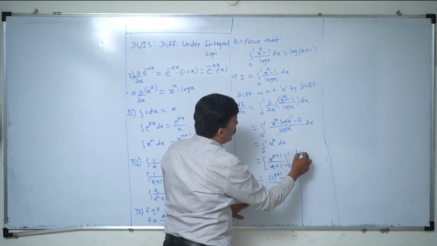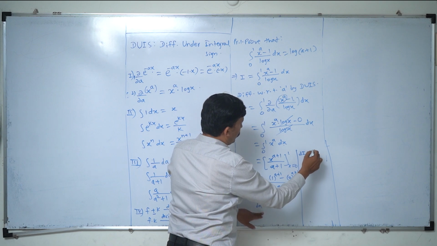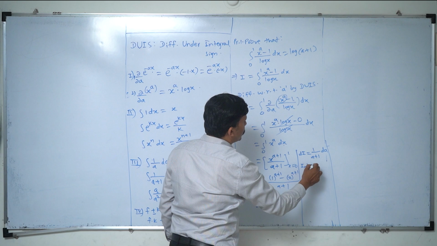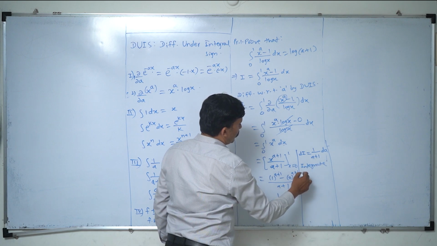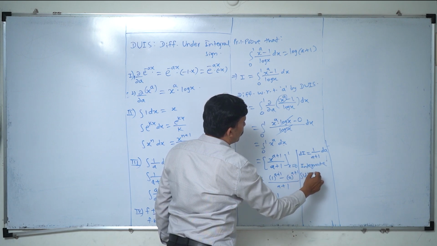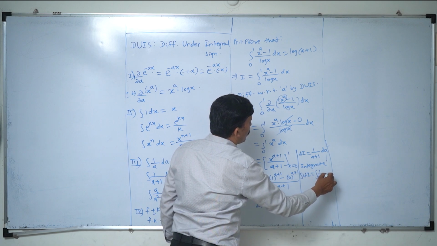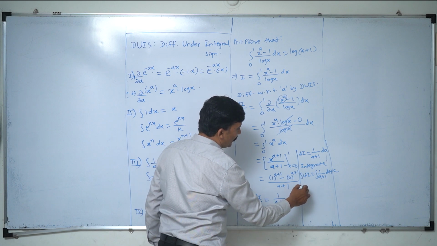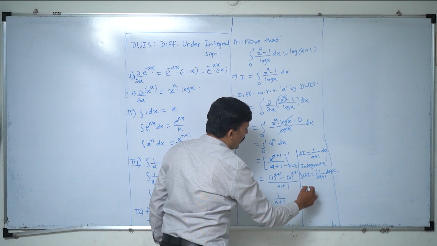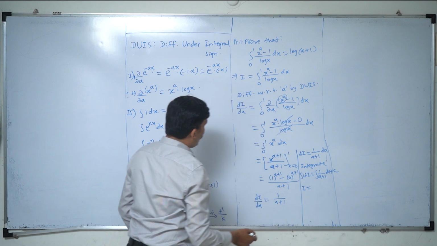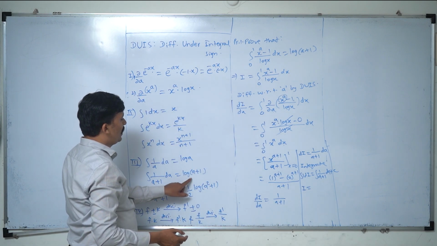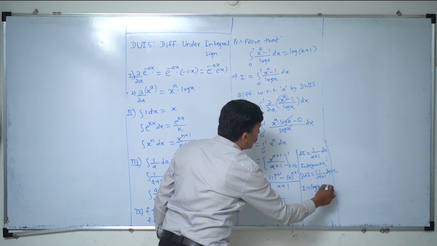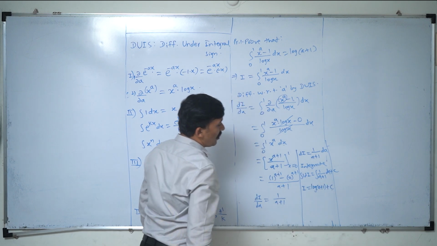So dI equals 1 upon a plus 1 dA. Integrate both sides. So integration of 1 dI equals integration of 1 upon a plus 1 dA plus integration constant c. Integration of 1 dI is I. Integration of 1 upon a plus 1 is log of a plus 1, plus c. Now c is an arbitrary constant.